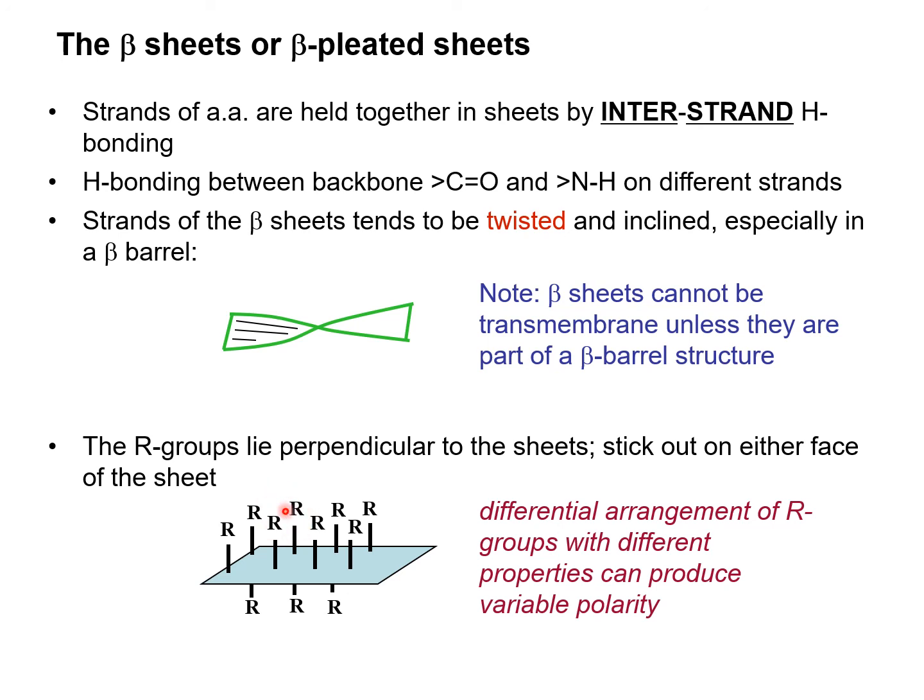So the side chains or the R groups lie perpendicular to the sheets typically. So they basically stick out on either face of the sheet like this. And differential arrangement of R groups with different properties, such as basic or acidic groups, can produce a variable polarity. So it can actually work as an anchor for interacting with other proteins, like soluble proteins, or some kind of polar or nonpolar chemicals or substances.